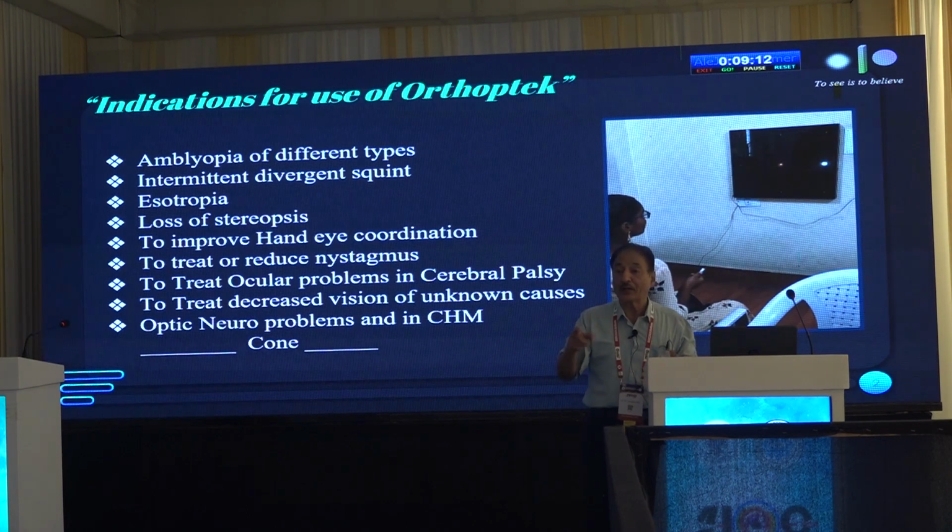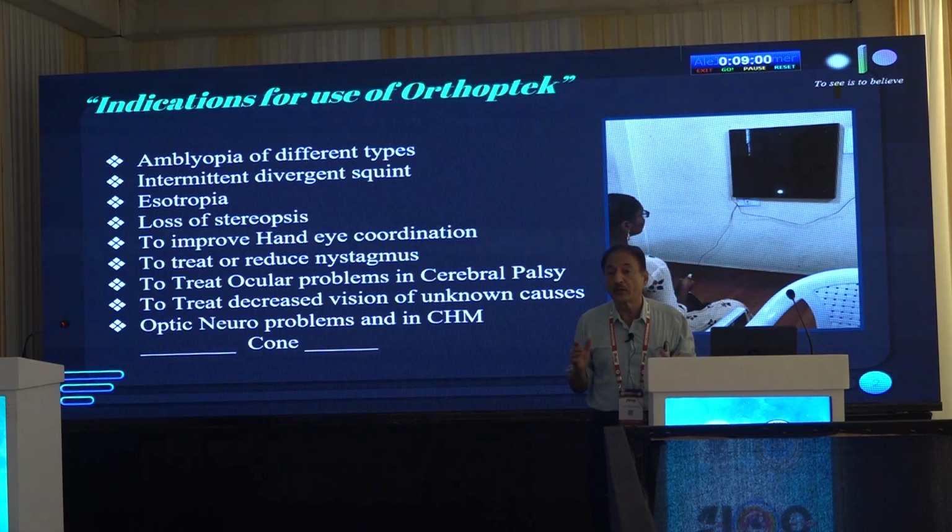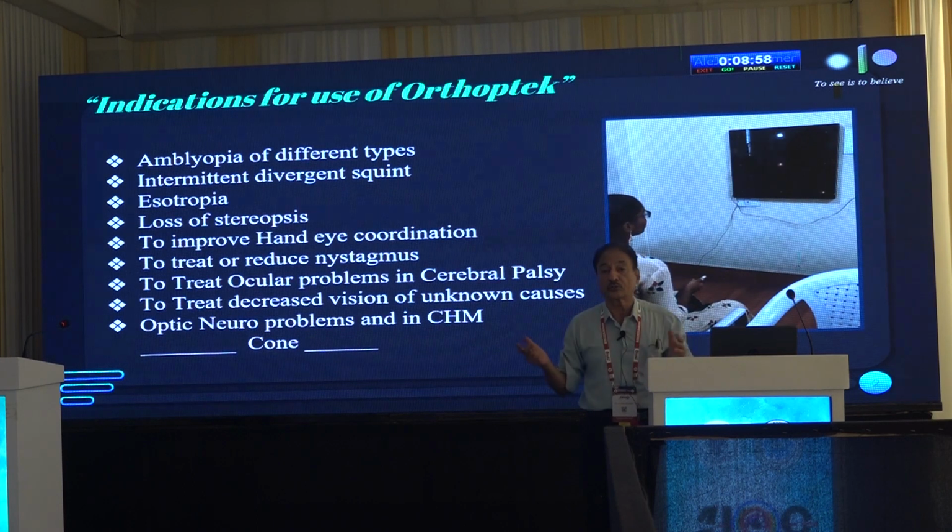I will come to that also. What is the hypothesis behind fourth nerve improvement, sixth nerve improvement, and nystagmus? All those three, I will come to. It can be used in decreased vision due to unknown causes. You don't know what the cause is. Try it out. No harm in trying.